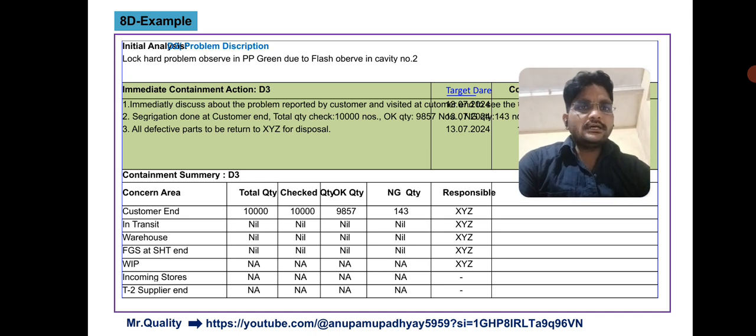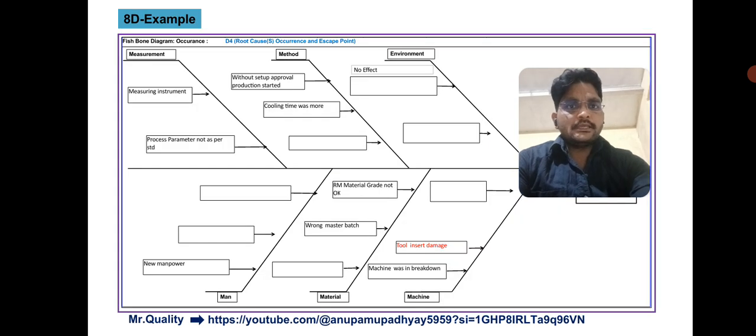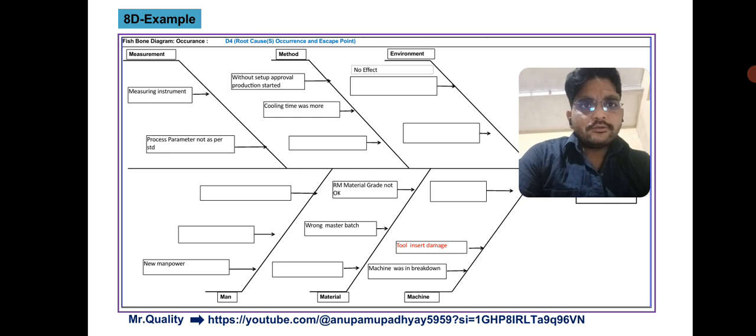This is D3, meaning immediate containment action. What are the containment actions? What are the segregation details we have taken? What are the correction actions we have taken? And this is the fourth step, root cause analysis of occurrence.